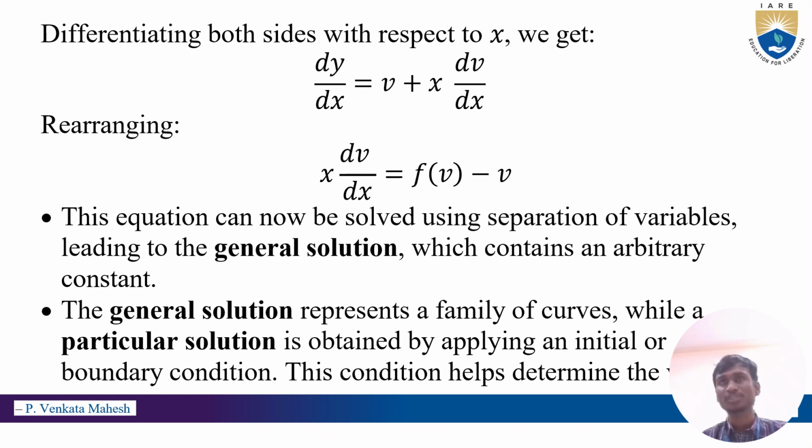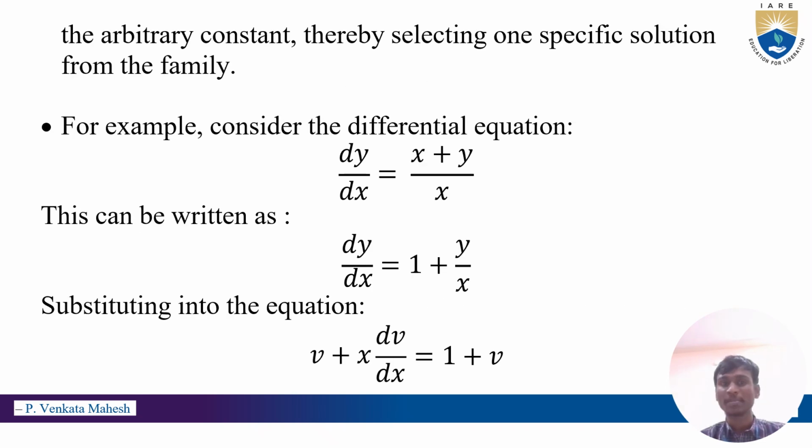The general solution represents a family of curves, while a particular solution is obtained by applying an initial or boundary condition. This condition helps to determine the value of the arbitrary constant, thereby selecting one specific solution from the family.